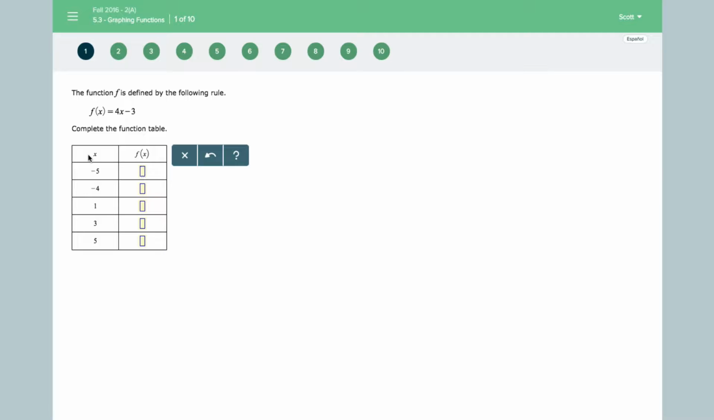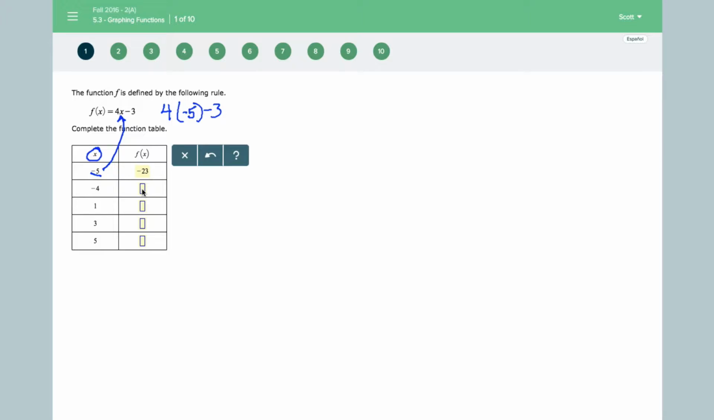In number 1, what it wants you to do is it's telling you, hey, we know what x is. X is -5. So we're going to take that -5 and put it right there for x, giving us 4 times -5 minus 3. 4 times -5 is -20. -20 minus 3 would be -23.